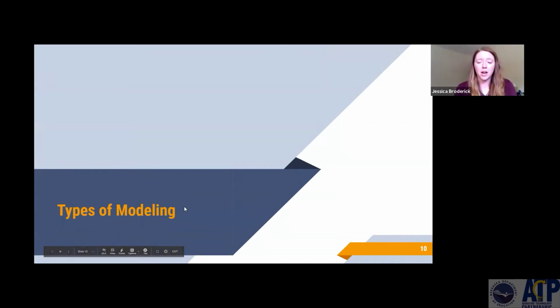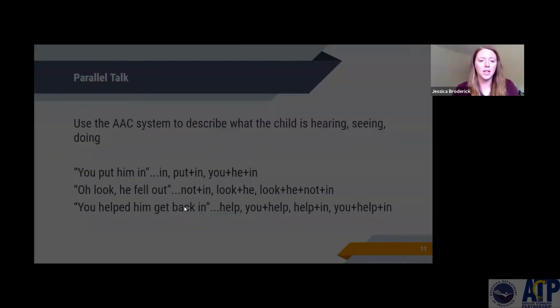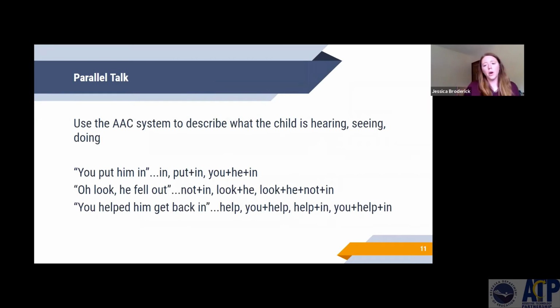So types of modeling, there are some different ways we can do this. One of them is parallel talk. For parallel talk, you use that AAC system, whether it's high tech or low tech, doesn't matter, to describe what that child is hearing, seeing, or doing. So when I was working on this, I'm pretending in my mind that maybe I'm working with a little guy who maybe has a fire truck and a fireman or something like that.